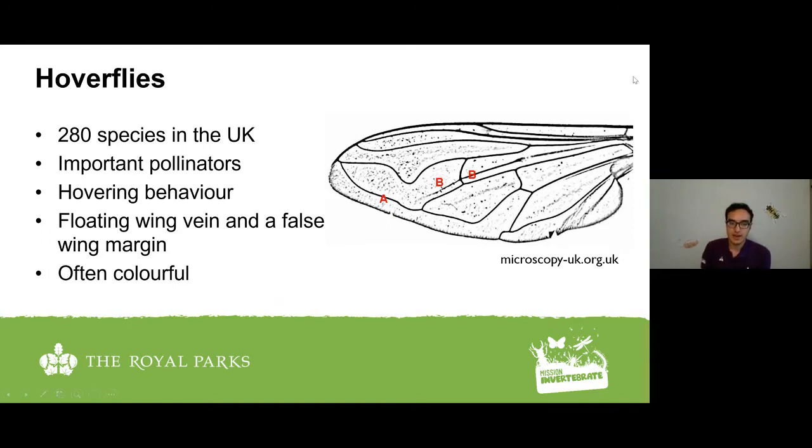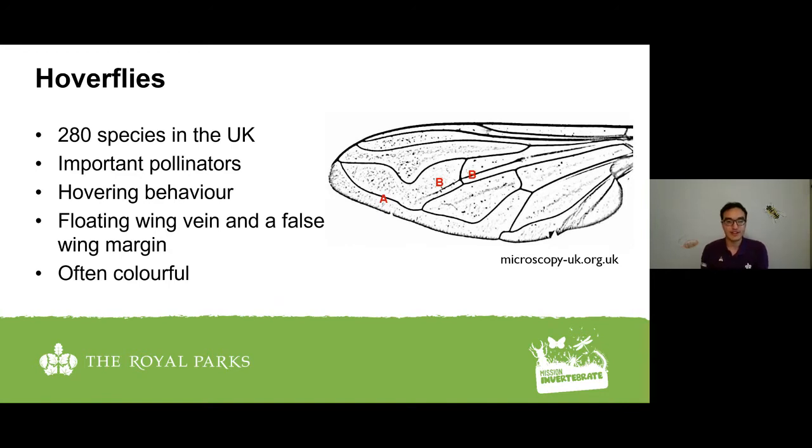And then you've got this floating wing vein shown as B. And this isn't actually a vein, this is a fold in the wings. But this is unique to the hoverflies. There's only, I think, one species of hoverfly in the UK which doesn't have this floating wing vein. But if you can see this floating vein, which comes down and then doesn't join onto anything, it just comes to an end before reaching any of the other veins, if you can see that present, then you know that you're looking at a hoverfly.